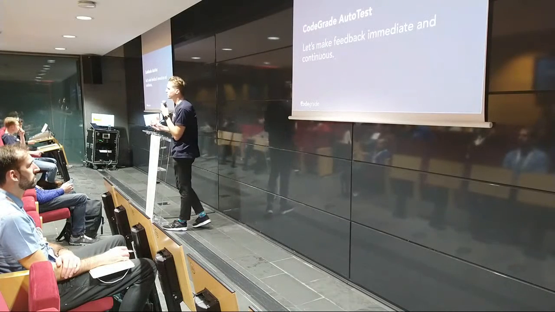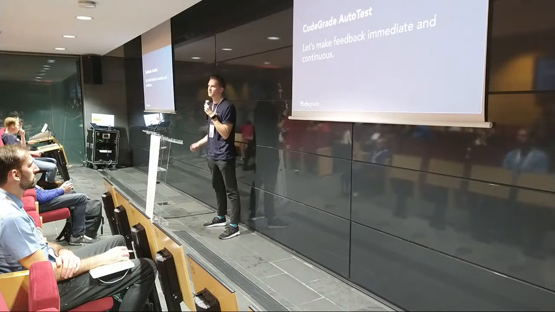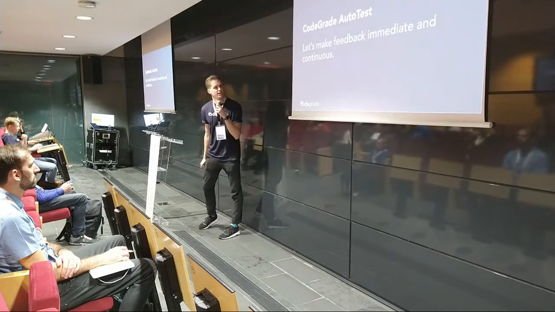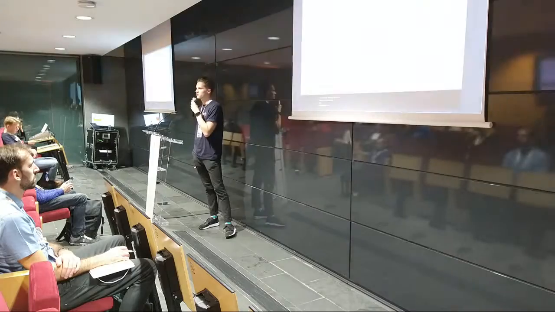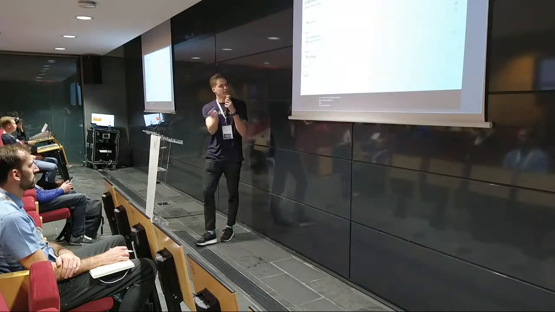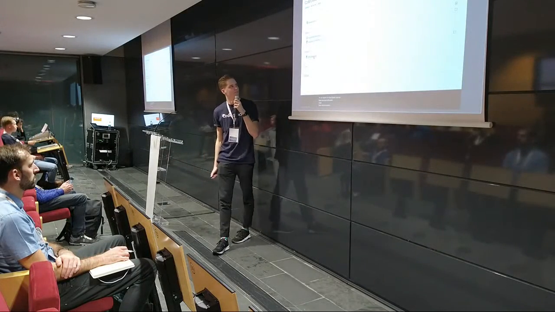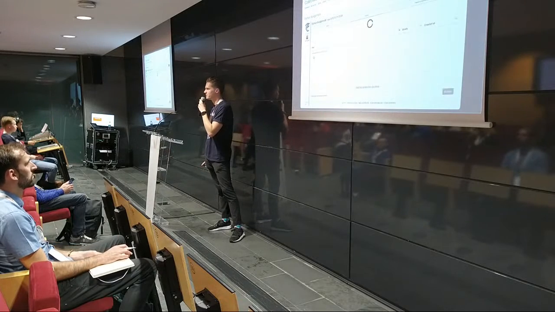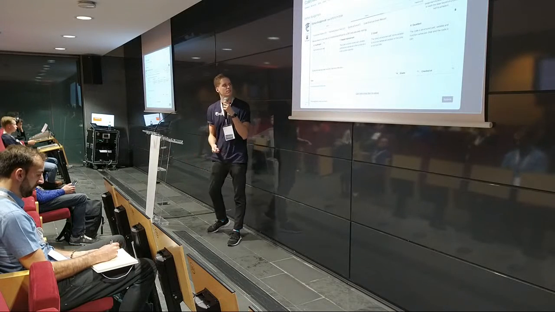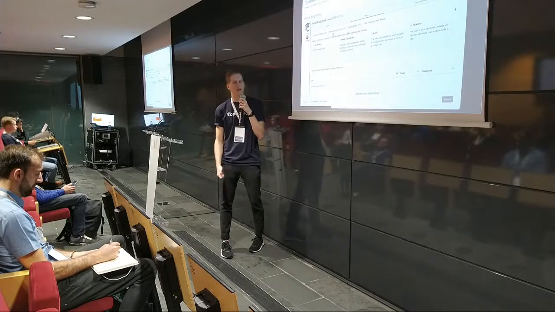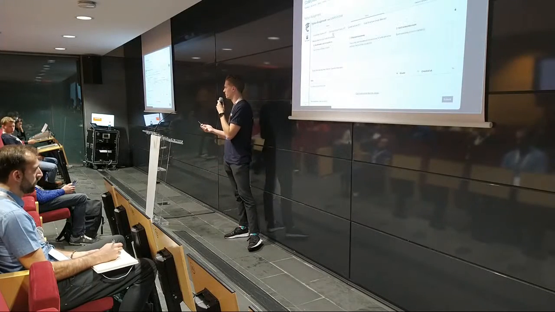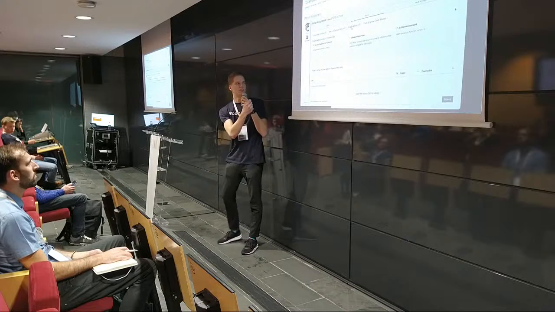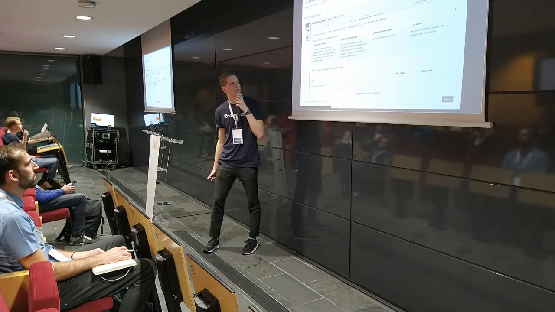We've created an automated grading system, which is called Autotest, which makes feedback immediate and continuous. And how that works is basically we integrate with Moodle using LTI. You basically click on an assignment, and then CodeGrade loads, and you can see your rubric here. And all of the automated grading works together with the rubric. So you select which category you want to fill in by the automated grading system.